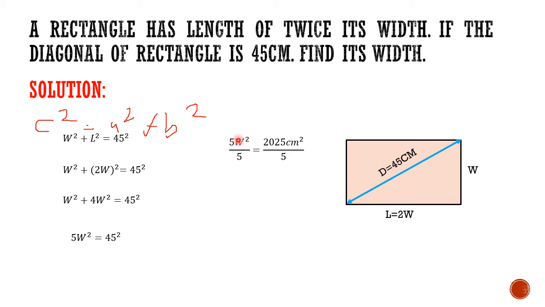So, tanggalin lang natin yung 5. Tapos, apply natin yung exponent dito. And we'll have 2025. Divide natin sa 5. And we'll have W squared is equal to 405 cm squared. Tapos, tanggalin natin yung square root para makuha natin yung W. And we'll have 20.12 cm as the value for our width.